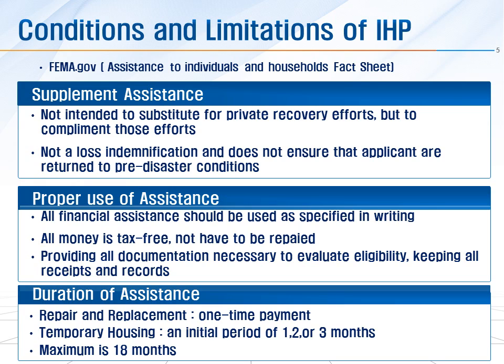Repair and replacement assistance is provided as one-time payment. Temporary housing assistance is provided for an initial period of 1, 2, or 3 months. To be considered for additional assistance, applicants must demonstrate that they have spent any previous assistance from FEMA as instructed, and must demonstrate their effort to re-establish permanent housing. Additional assistance is generally provided for 1, 2, or 3 months at a time. The maximum period for assistance is 18 months.